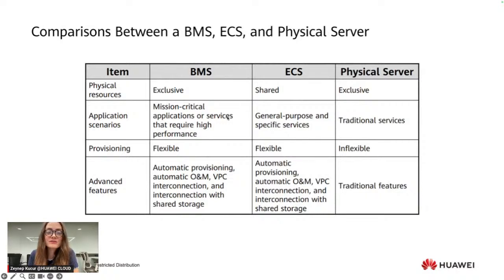And here are the comparisons between BMS, ECS, and a physical server. We know what a physical server is. It is a traditional server. And for BMS and ECS, we know BMS is exclusive, but ECS is shared. ECS is a physical server having virtualization on top of it, and then there are many virtual servers created, which is ECS. So BMS is exclusive, ECS is shared.